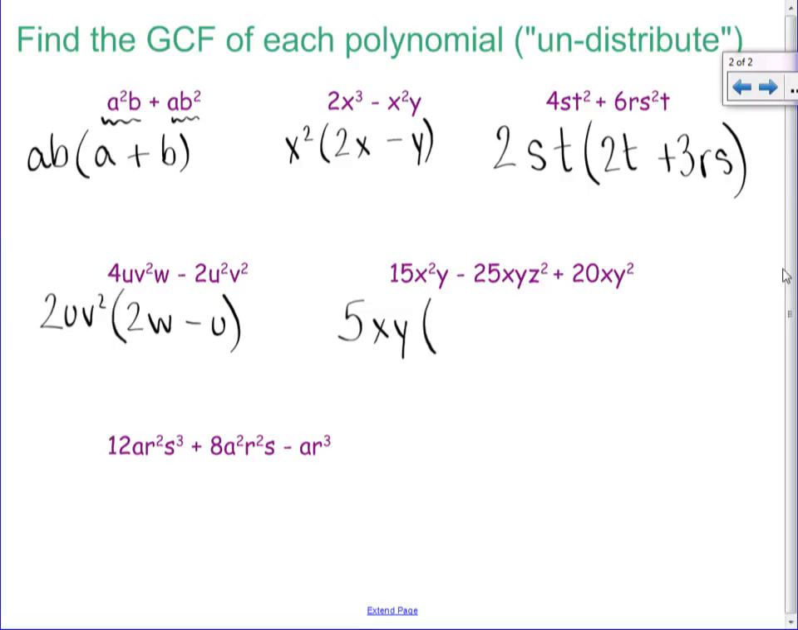If we do this, remember we're dividing, we're not subtracting. We've got 3, we still have an x there, minus, we divide, so we got 5z squared, plus, and then we divide again, so we got 4, and we take an x and a y away, leaving us with just a y.